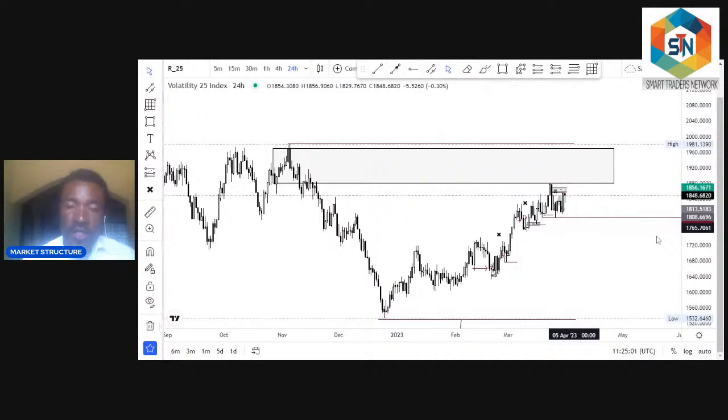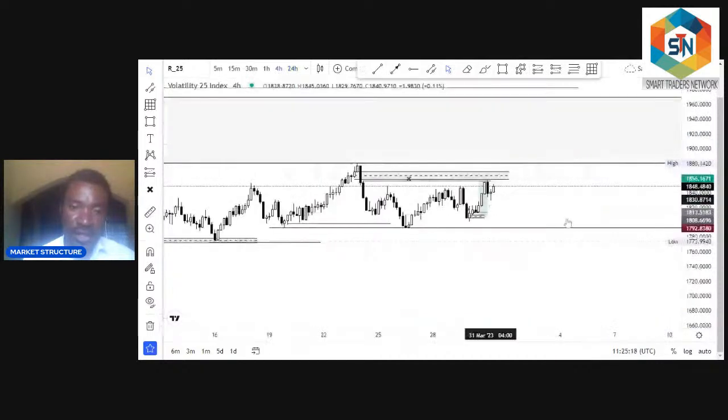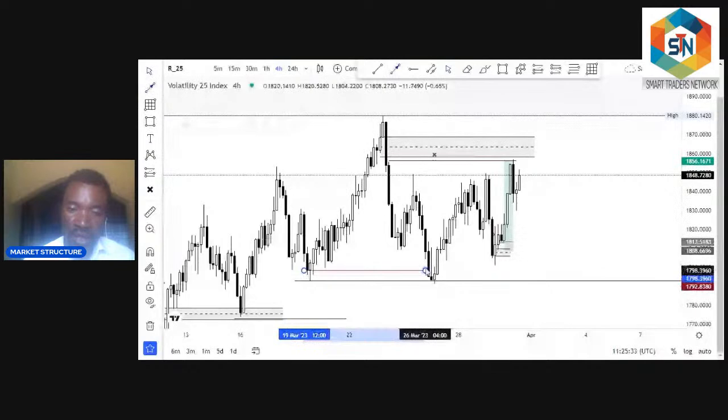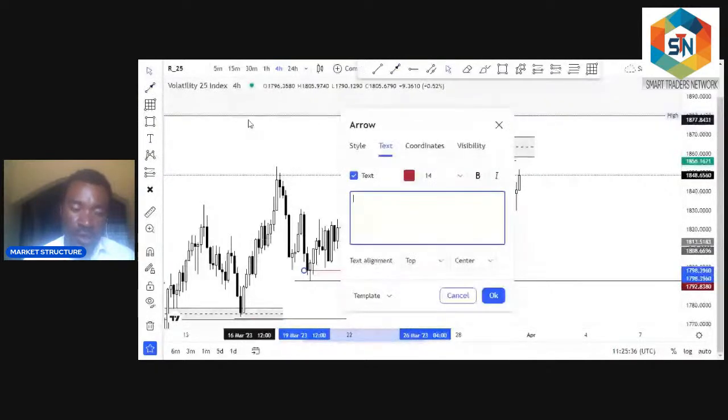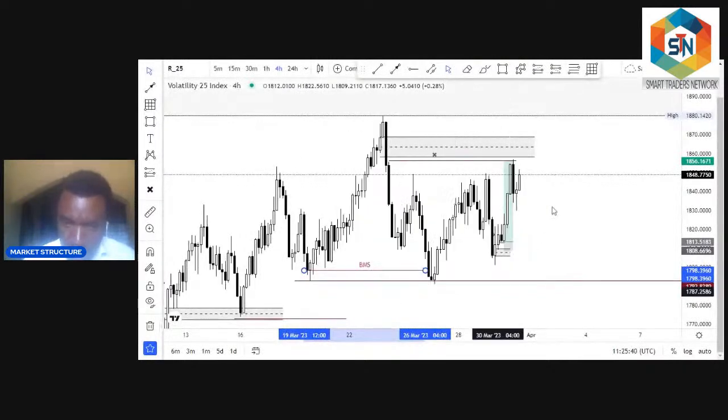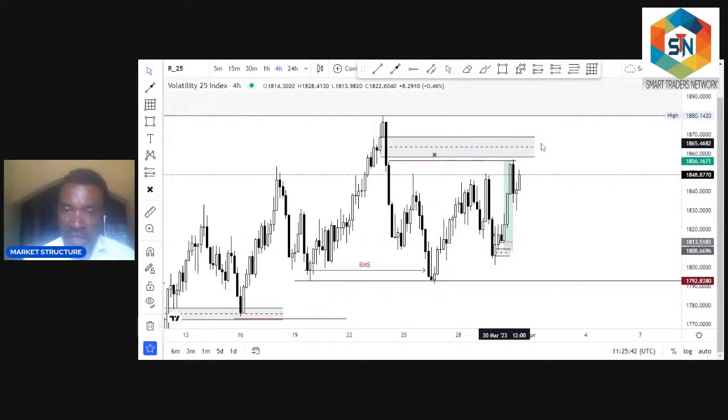So this is for the 25. I'm expecting formation within the imbalance I just showed. I'm going to take it simply because this is already a break in market structure that I can see here on the 4 hours. So if this one holds, it is my break in market structure. If it holds, then I think I'm going to take myself from here.